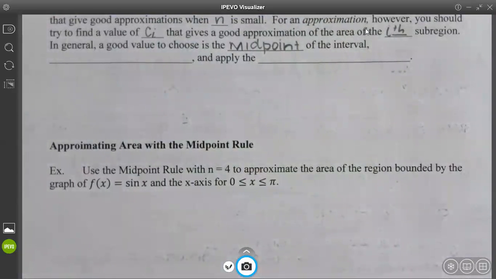How do we find midpoints? You take the endpoints, you add them, and divide by 2. Thank you.